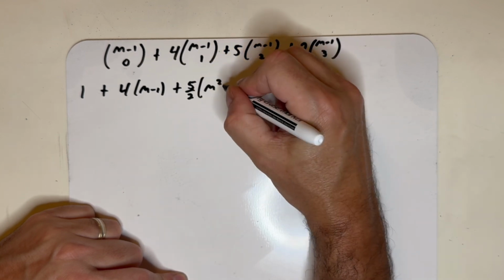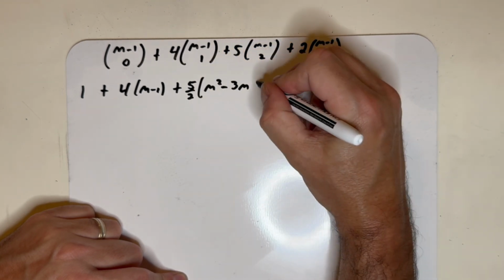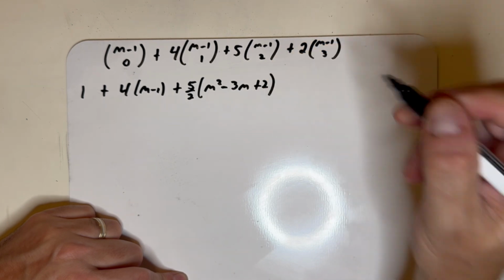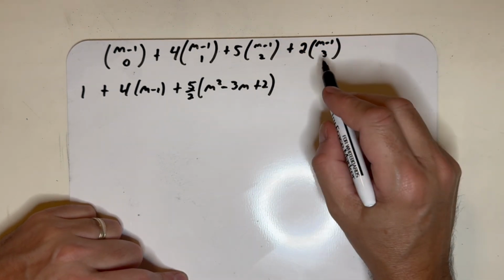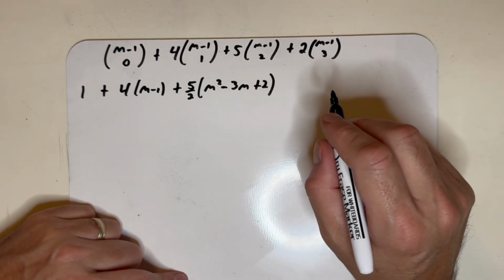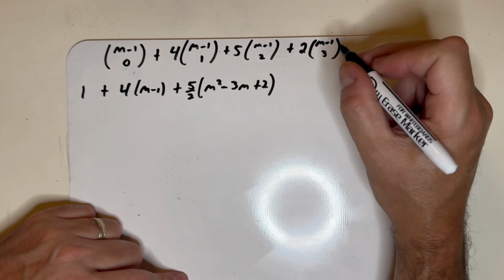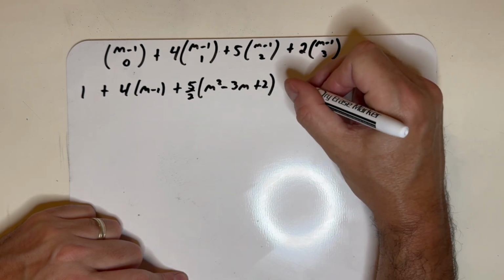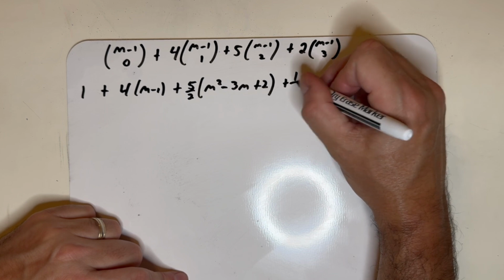That's going to be m squared minus 3m plus 2. And then the next term is this (2m minus 1) factorial over 3 factorial (m minus 4) factorial. So what is that going to give me? That's the hardest term, I guess. So you're going to get a 1/3.